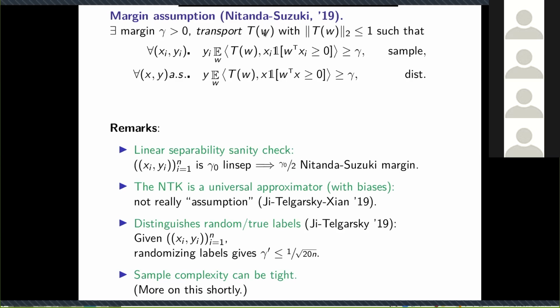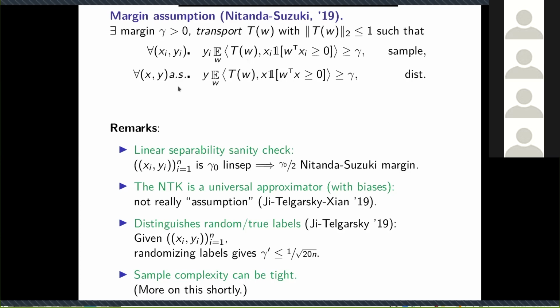Okay, and then I state two versions of it. One is the sample version. So for all xi, yi in your data set, this network gets margin at least gamma, this infinite width NTK, sorry. Infinite width NTK gets margin at least gamma. And there's a distributional version of it, which is that almost surely over the x, y pairs in my prediction problem, the infinite width NTK gets a margin gamma.